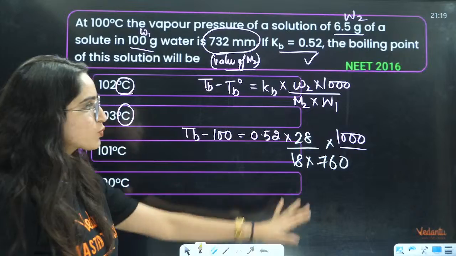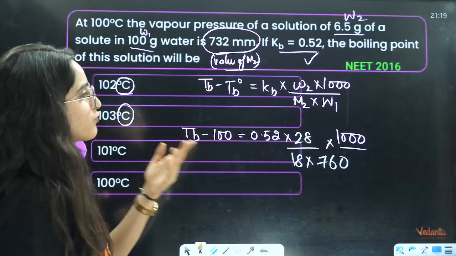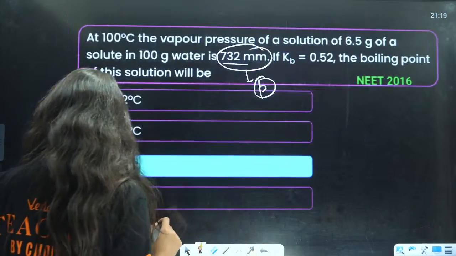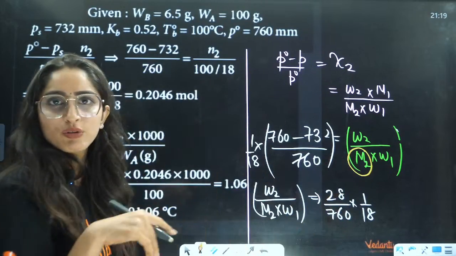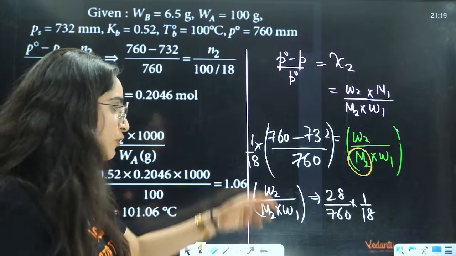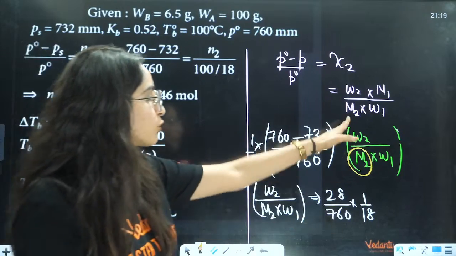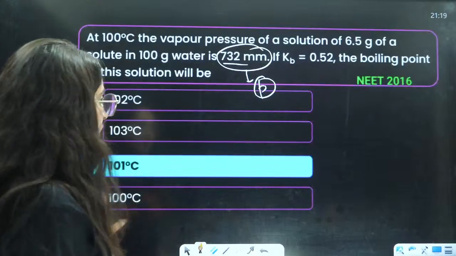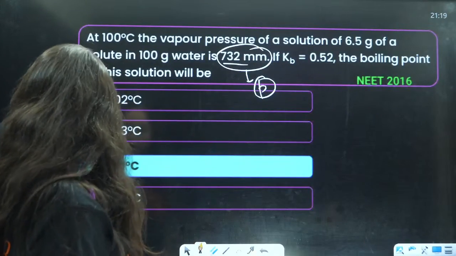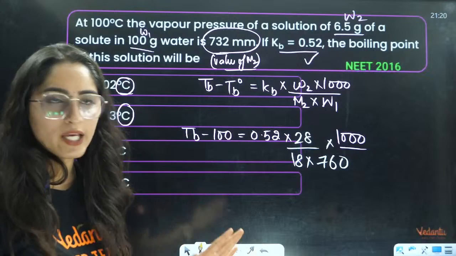Okay, so you can just put this value. The rest is totally your choice. If you want to calculate M2 from here, then put the value of M2 there. That is also fine. If you want to simply calculate W2 by M2 into W1, because the same term will be used up over here, then you can use the same thing, right? Okay, that is totally your choice.